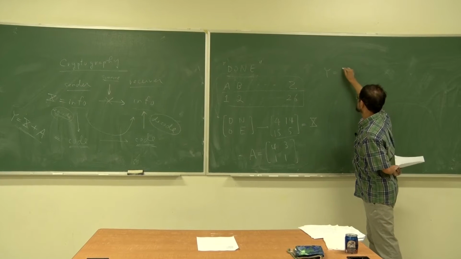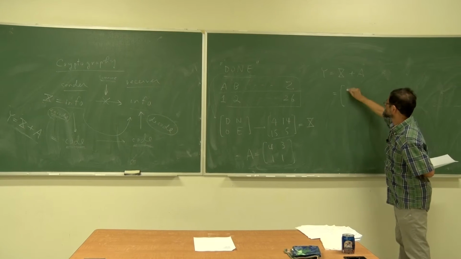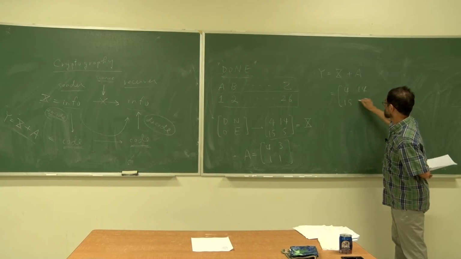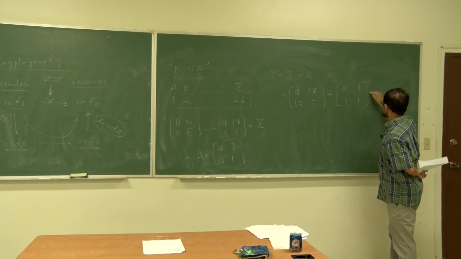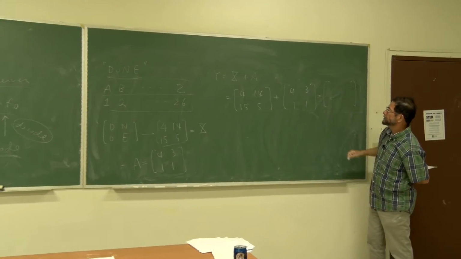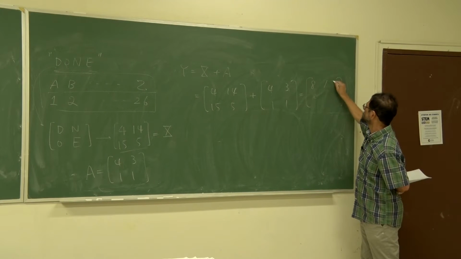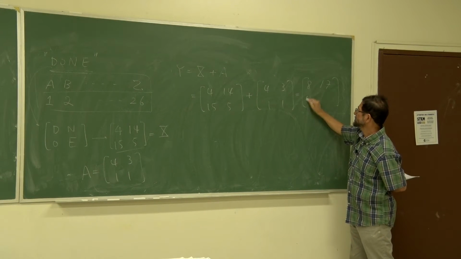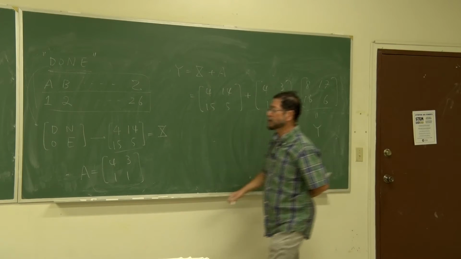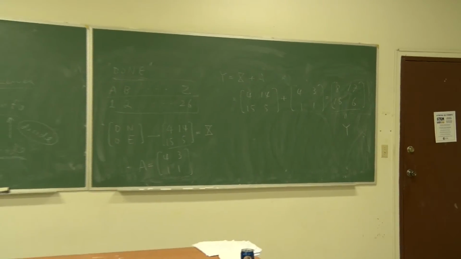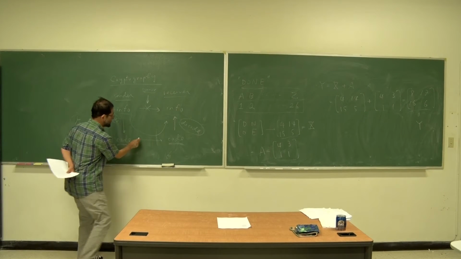So let's compute. Y is equal to X plus A. X, then A. So you get 8, and so on. The addition is entry-wise. So this is your Y. Instead of sending the original message, what you really send to the receiver is the matrix Y.